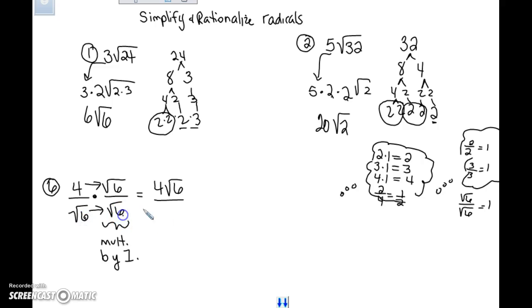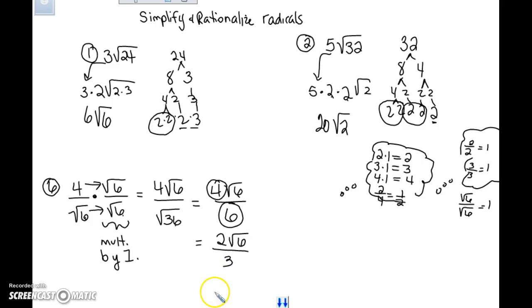Square root of 6 times the square root of 6 is the square root of 36. And then we clean it up. So 4 root 6 over square root of 36 is nice and perfect. And then we want to reduce fractions if possible, the numbers on the outside. 4 and 6 are both divisible by 2. So 2 square root of 6 over 3. You can check your answer in the calculator.